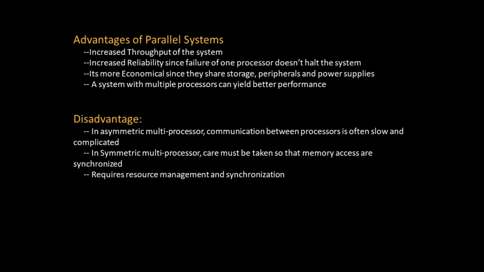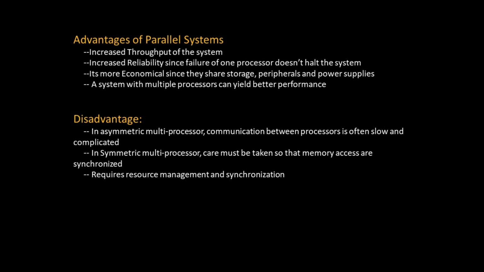So, advantages of parallel system: we have increased throughput of the system, increased reliability since failure of one processor doesn't halt the system. Also, the parallel system is more economical since they share storage, peripheral devices, and power supplies. Also, another advantage of the parallel system is a system with multiple processors can yield better performance.